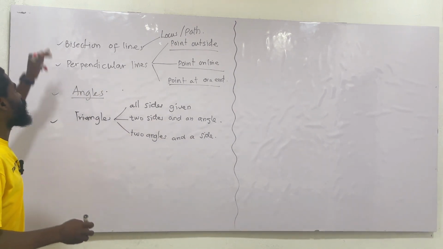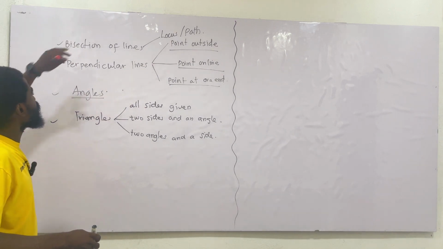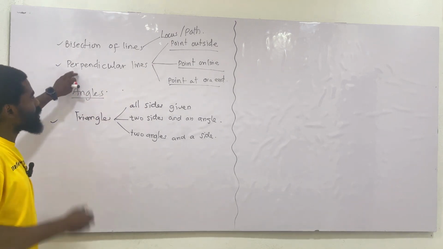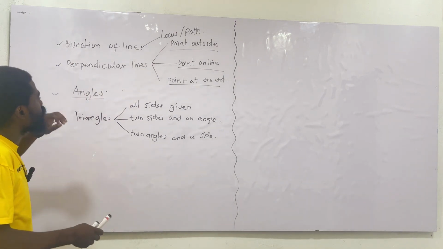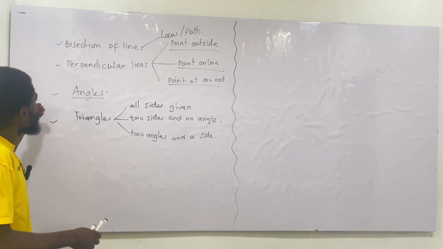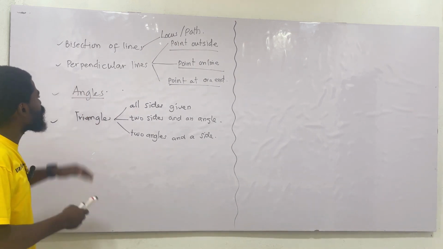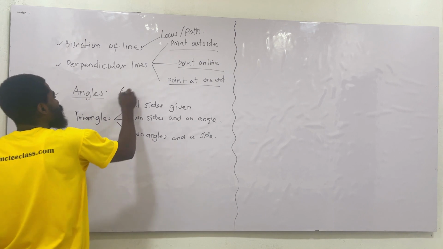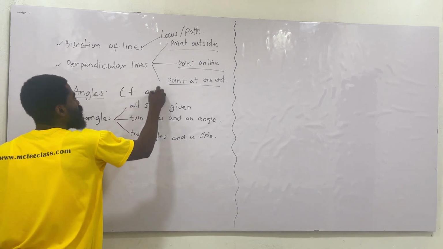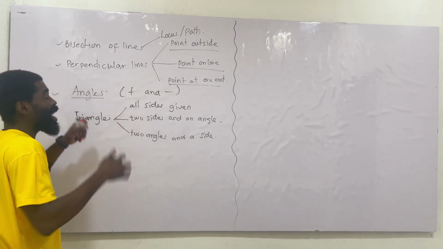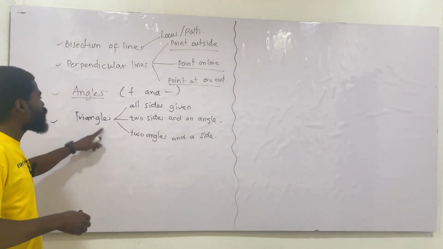at in the construction. Bisect a line, and we'll connect it to locus. Then we'll look at perpendicular lines, how to construct them, and how we know we are supposed to do it. Then we'll look at angles. I said all you need to know is your addition and subtraction, plus and minus. And how to bisect an angle, which I'll teach you, and how to do the triangles.